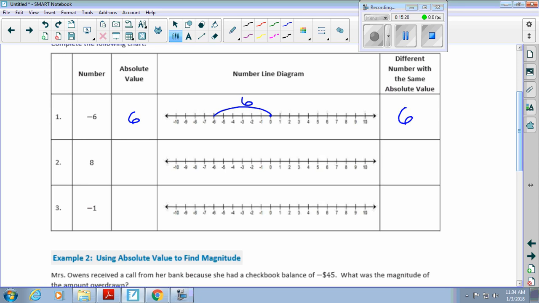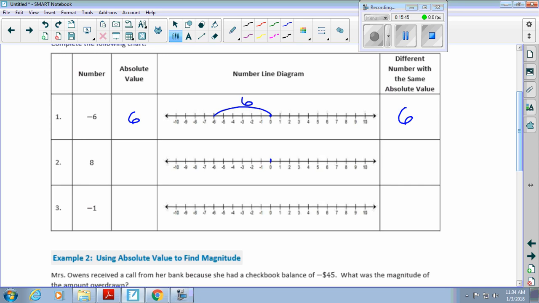So negative 6 and positive 6 both share the same absolute value of 6. All right, number 2 here, it says 8. What is the absolute value of 8? Everybody? Positive 8. Will we ever have a negative absolute value? No.